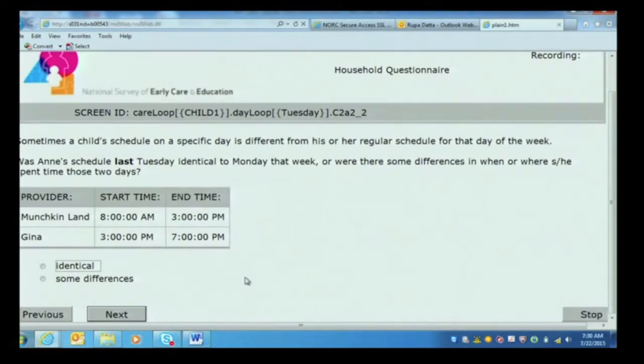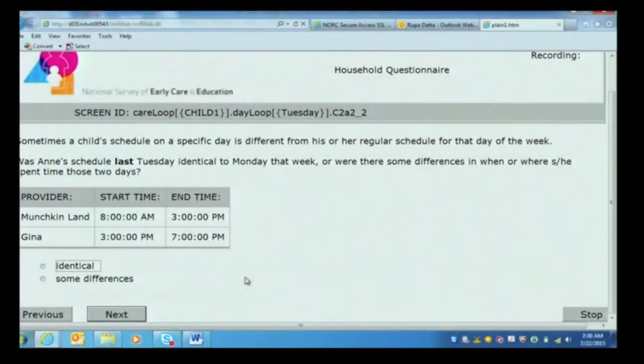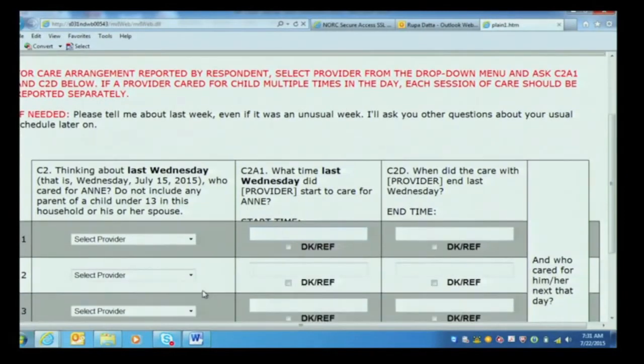So it was important for us that we collect what actually happened over the course of a week rather than what was usual or supposed to happen. And so we ask, sometimes a child's schedule on a specific day is different from his or her regular schedule for that day of the week. Was Anne's schedule last Tuesday identical to Monday that week? Or were there some differences in when or where she spent time those 2 days? But it sounds like they were identical. So we can go ahead and mark identical. If there were differences, we could adapt a little bit. Okay, so then we've covered Monday, Tuesday, and Thursday.